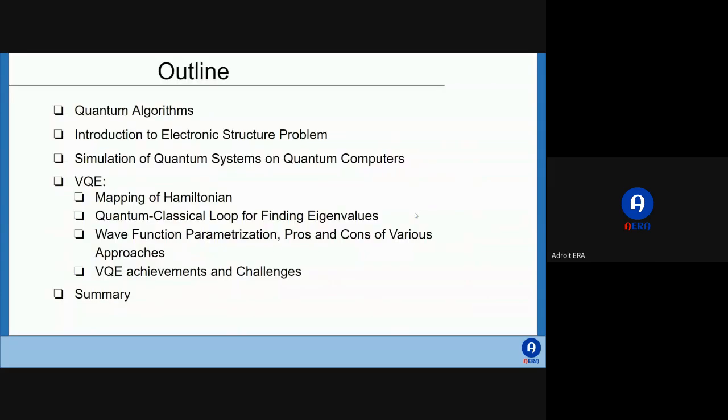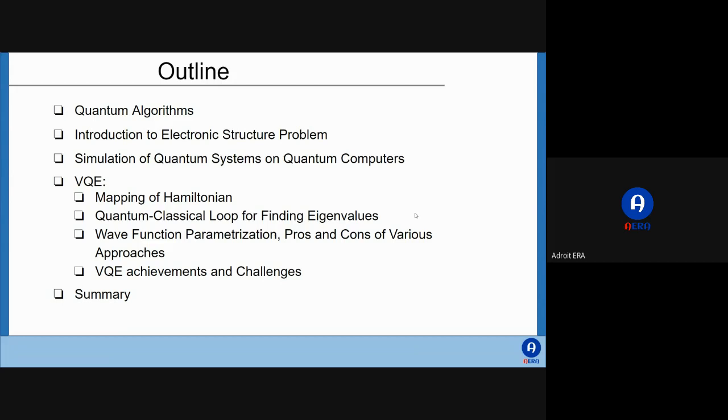So the outline of today's lecture is, first we'll be discussing quantum algorithms, and then let us start with the basics of the electronic structure problem, what the electronic structure problem is, because that is how variational quantum solvers start. The variational eigensolver basically finds a solution to this electronic structure problem. We will see that in the coming slides, and then we will see how the electronic structure problem can be computed on quantum computers.